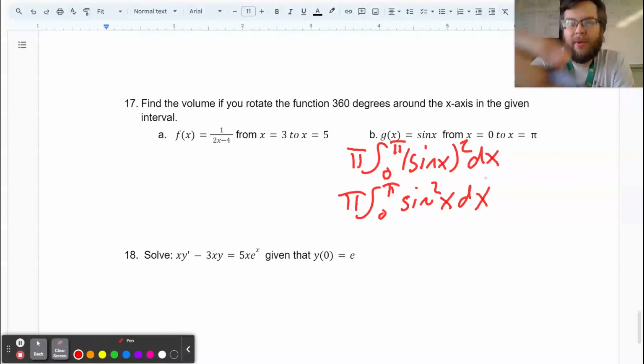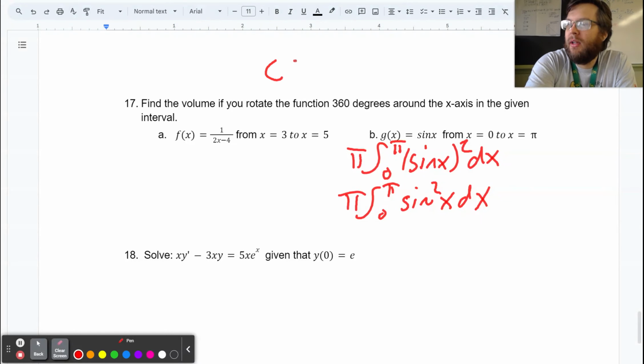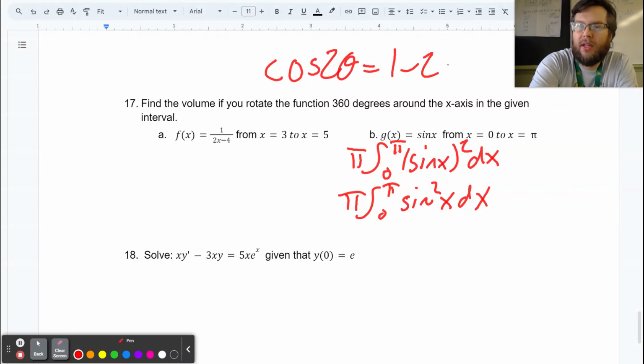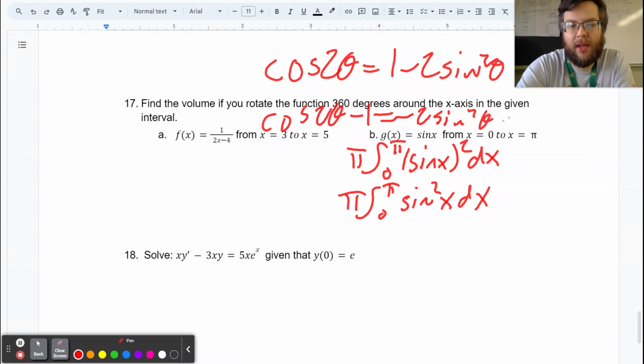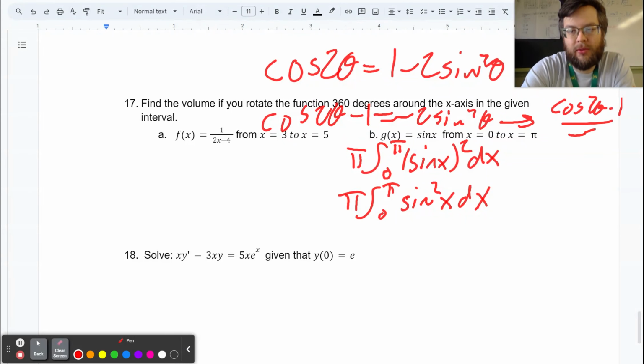But if you look at your double angle formulas, you'll notice one that stands out is cosine of 2 theta is 1 minus 2 sine squared of theta. And if you rearrange that, then you could say cosine of 2 theta minus 1 is negative 2 sine squared theta. In other words, cosine 2 theta minus 1 over negative 2 is the sine squared that I care about.